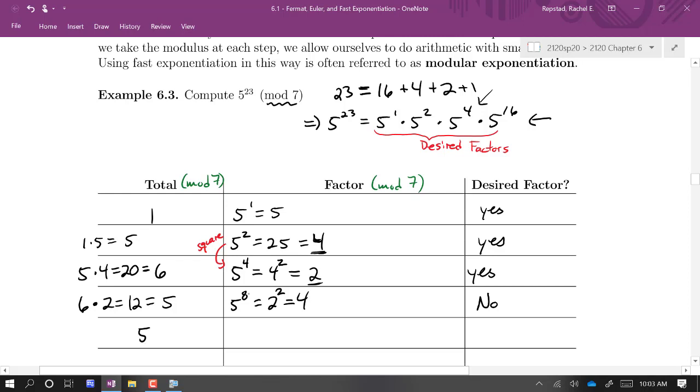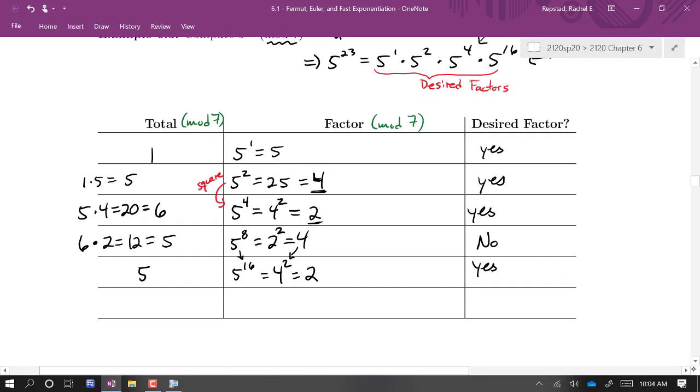And our next factor is 5 to the 16th, right? I'm squaring, so I'm going to double the exponent. That's what I get when I square 4, right? We're squaring everything. And 4 squared, we already found out, is 2 mod 7. This is a desired factor. In fact, it's our last desired factor.